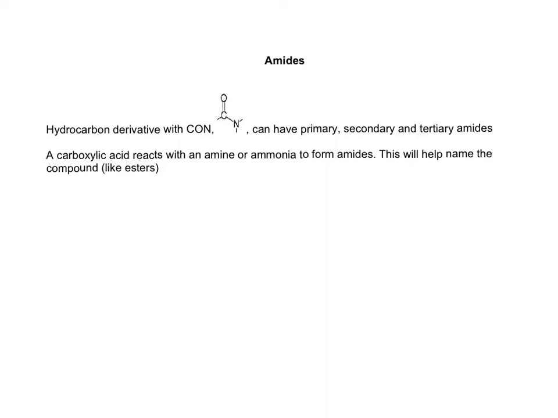Amides. Amides are hydrocarbon derivatives, and they have a carbonyl group that is attached to a nitrogen. And you can have primary, secondary, and tertiary amides. A carboxylic acid reacts with an amine or ammonia, and that's how you form amides. And this is going to be used to help name the compounds that produce the amides.